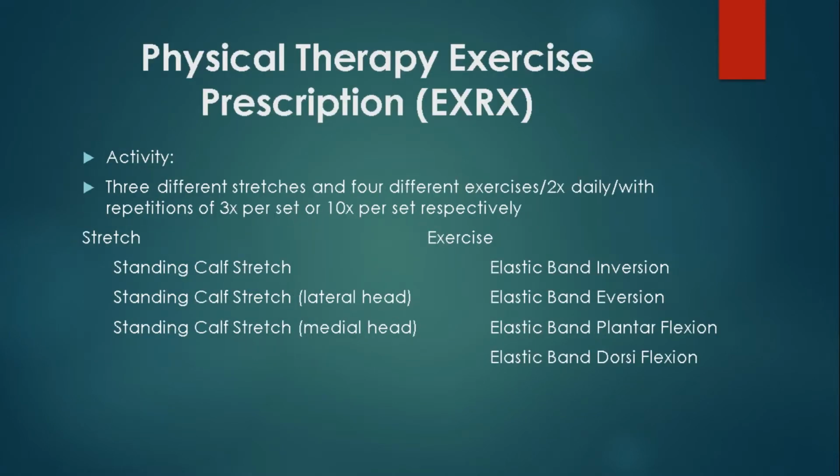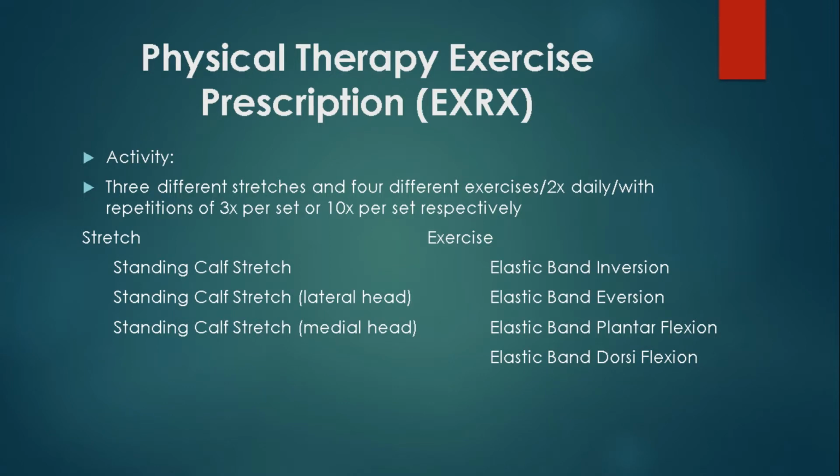What we're going to talk about here would be the typical exercise prescription that I have seen the most effect with, as well as studies are showing comes very effective. So the activity is combined of 3 different stretches and 4 different exercises, 2 times daily, with repetitions of 3 times per set or 10 times per set, respectively. So first we're talking about stretches. We're going to go through the standing calf stretch, the standing calf stretch for the lateral head, which is one of the heads we were discussing earlier, and the standing calf stretch for the medial head.